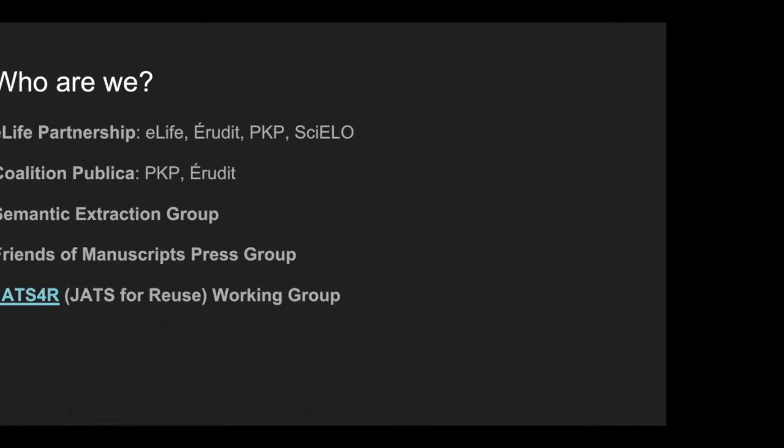There are a number of other associated groups that we're sort of informally partnered with. One is the Semantic Extraction Group. That's eLife and partners in GROBID who are working on conversion and the whole sort of conversion space. The Friends of Manuscripts Press group is another informal group. It's actually, I think, basically a Slack channel of folks who are talking about interoperability standards. So this is how to make sure that these various different applications are at least able to talk to each other and have JATS XML work across the spectrum.